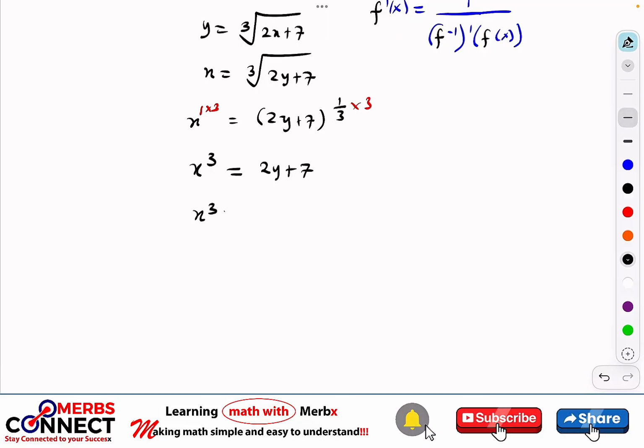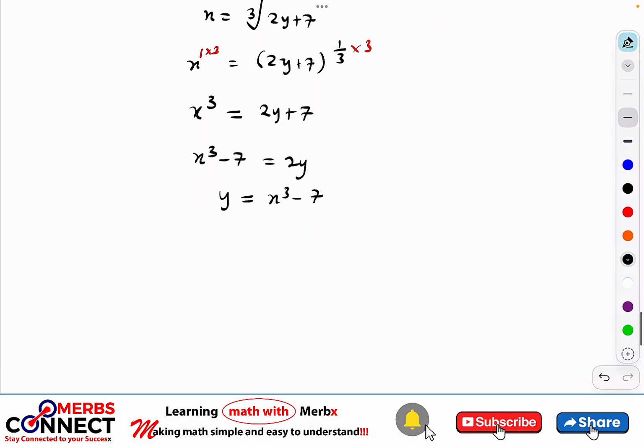So x to the power 3 minus 7 equals 2y, and my y is going to be x to the power 3 minus 7, all divided by 2. So this will be my f inverse of x: x cubed minus 7 divided by 2.